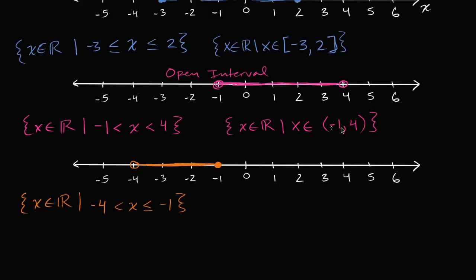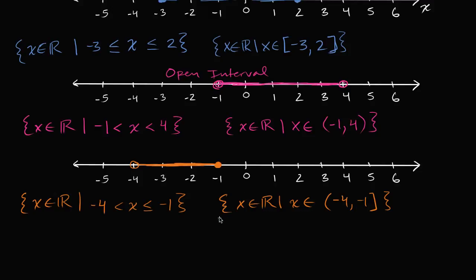If I want to write it with this notation, I could write x is a member of the real numbers such that x is a member of the interval. So it's going to go between -4 and -1. But we're not including -4. We have an open circle here, so I'm going to put a parentheses on that side. But we are including -1. So we put a bracket on that side. And so that right over there would be the notation.